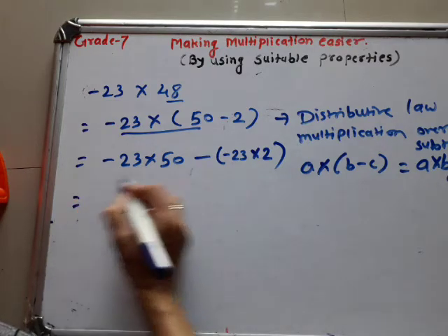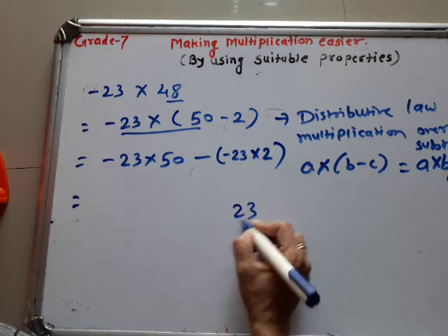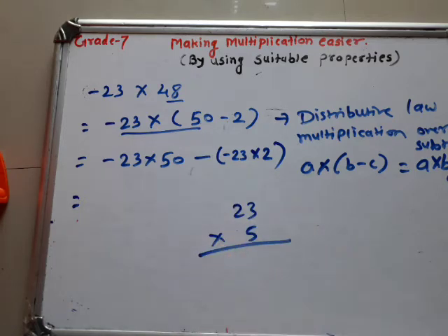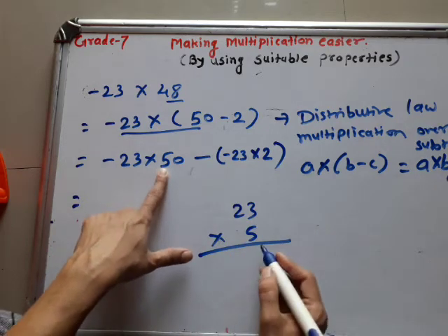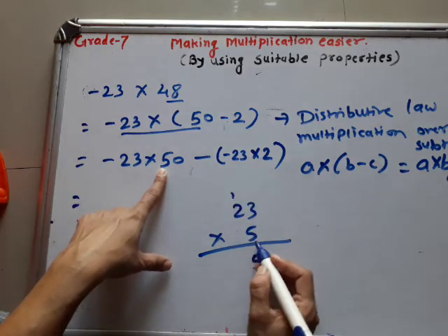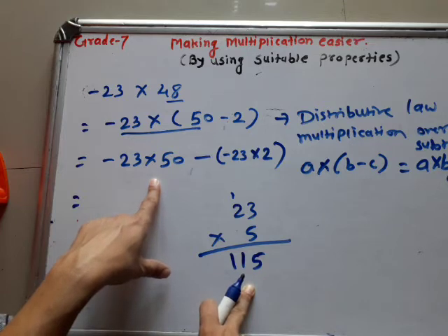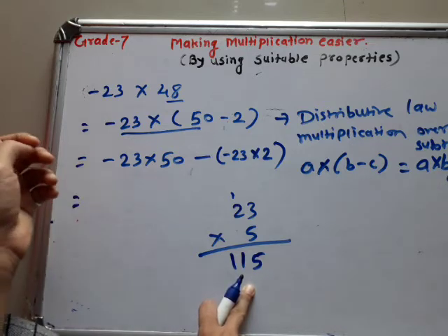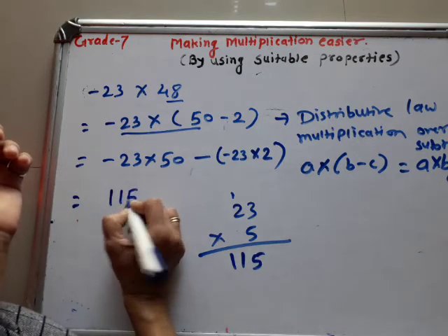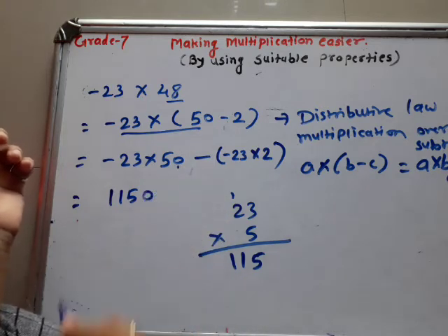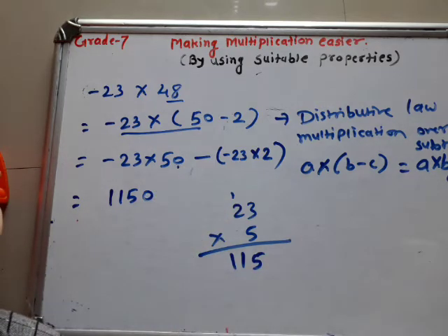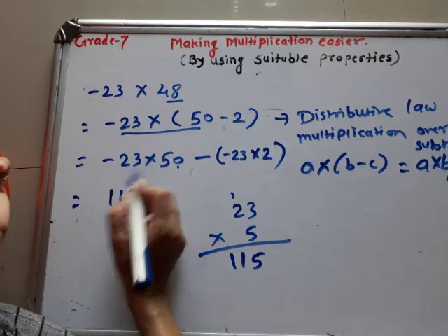So here how to solve this? 23 multiplied by 5. You have to multiply by only 5 first. 5 3s are 15, 1 carry, 5 2s are 10, 10 plus 1 is 11. So here we get 115. Okay, so you have to write here 115 and put this 0 here. So here we get the answer 1150.